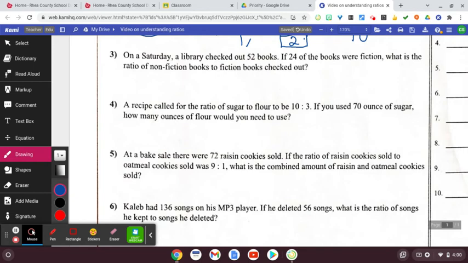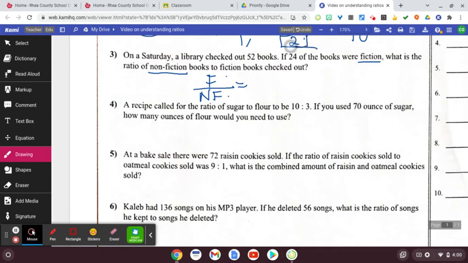Number 3, on a Saturday, a library checked out 52 books. 24 of them were fiction. What is the ratio of nonfiction books to fiction books checked out? This is another type of problem, all right? We're still going to find some ratios and some missing numbers here. So the two things that we're dealing with are fiction and nonfiction. So I'm going to use F for fiction, and then nonfiction. It doesn't matter if I put my fiction on top or my nonfiction on the bottom, as long as you are associating the correct numbers to each line, then you're fine.